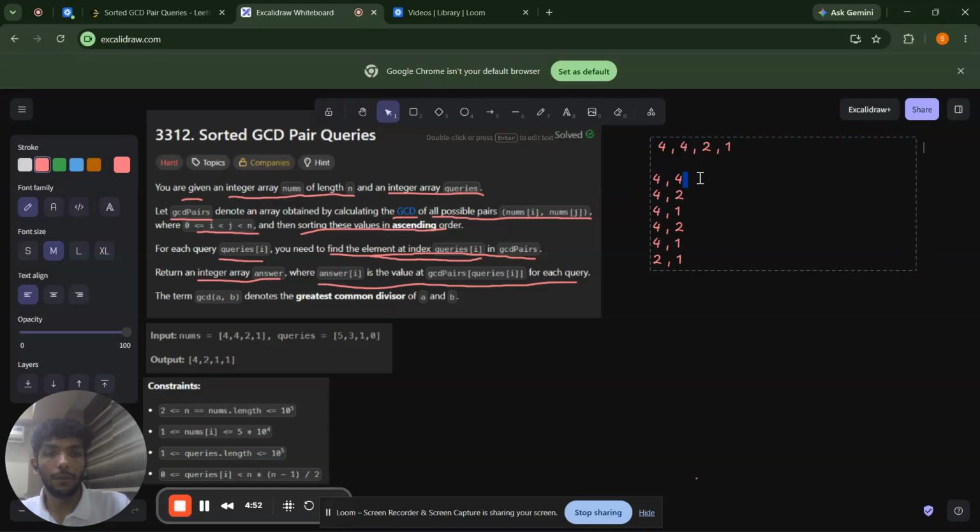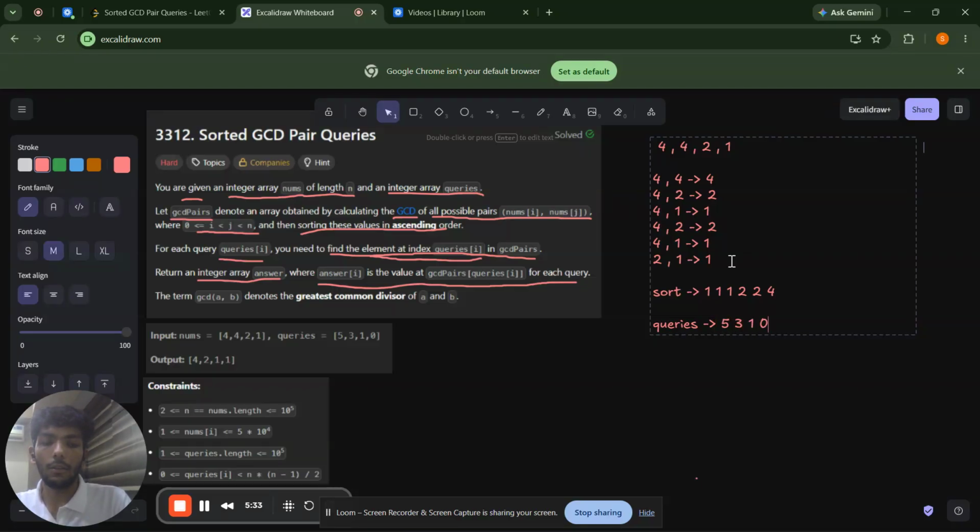Let's calculate the GCD of each, which is 4, 2, 1, 2, 1, 1. So the GCDs are 4, 2, 1, 2, 1, 1. The next step is to sort them, which gives 1, 1, 1, 2, 2, 4, and we are given queries, which are 5, 3, 1, 0.